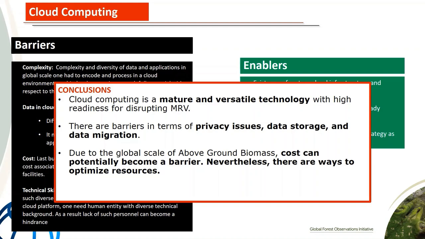2. There are barriers in terms of privacy issues, data storage, and data migration. 3. Due to the global scale of the above-ground biomass, cost can potentially become a barrier. Nevertheless, there are ways to optimize resources.